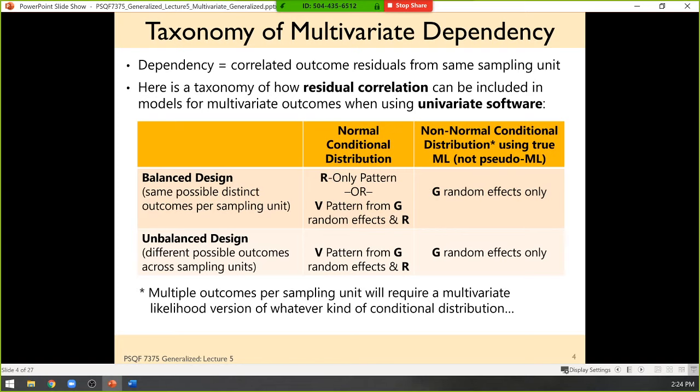How we can do it, though, depends on whether it's a general model or a generalized model. What we've talked about so far, this is slide 4, is when you have a balanced design, meaning the same set of possible outcomes are available for each sampling unit, like DV A and B, or pretest and post-test. When you're in that situation, and all the multivariate examples we've seen so far used a normal distribution, then you can just put in an R pattern. This is what we've done so far. It's just this little cell.